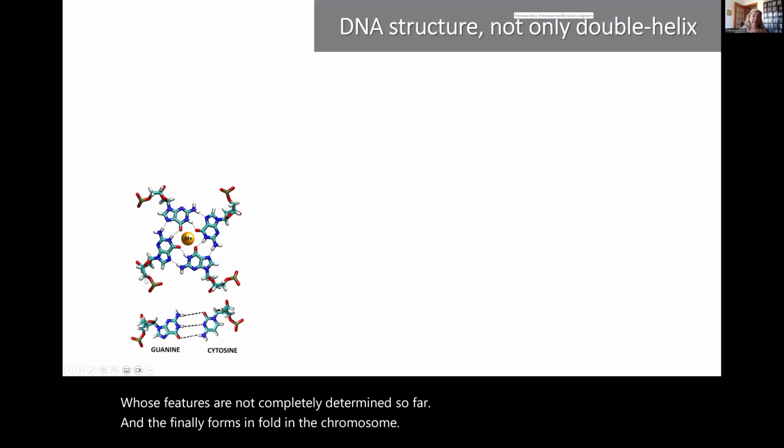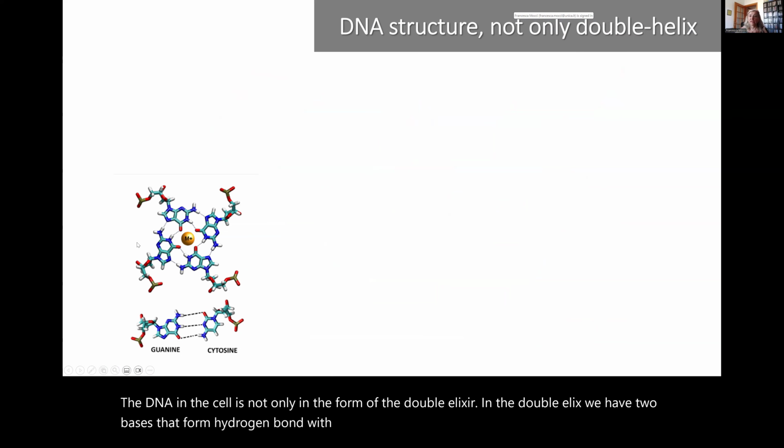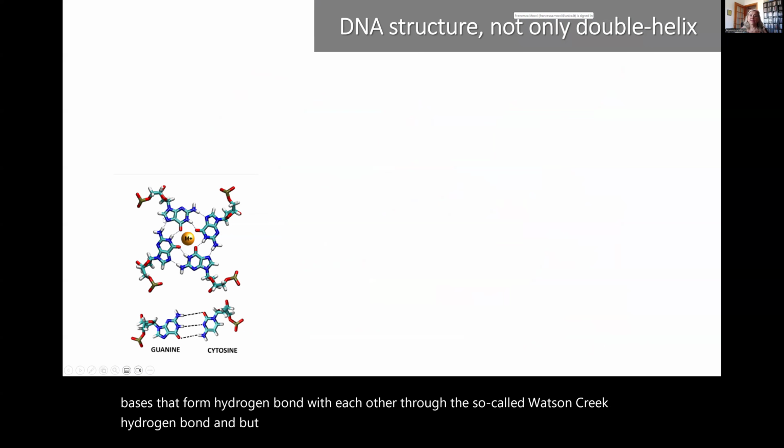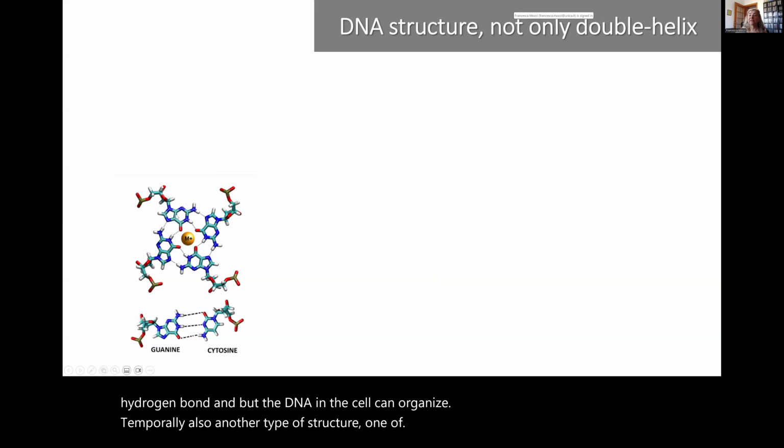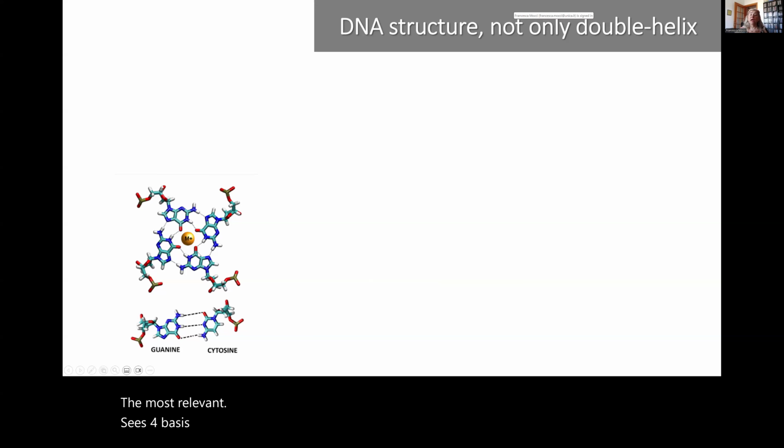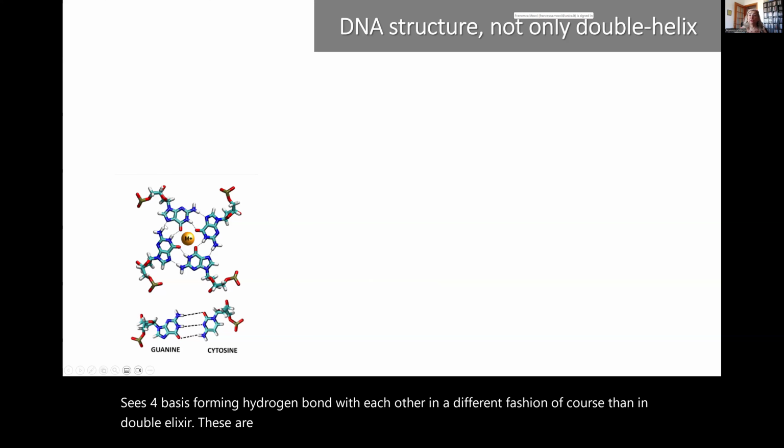The DNA in the cell is not only in the form of the double helix. In the double helix, we have two bases that form hydrogen bonds with each other through the so-called Watson-Crick hydrogen bond. But the DNA in the cell can organize temporarily also in other types of structure. One of the most relevant sees four bases forming hydrogen bonds with each other in a different fashion, of course, than in a double helix. These are called Hoogsteen hydrogen bonds, and these four bases form a tetrad, and the tetrads can pile on each other, forming the so-called quadruplex structure.